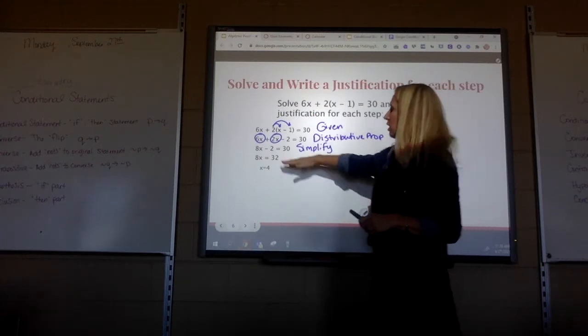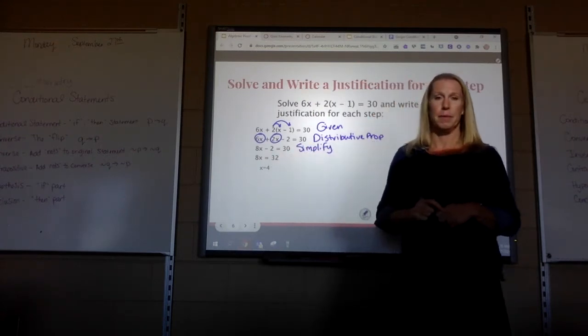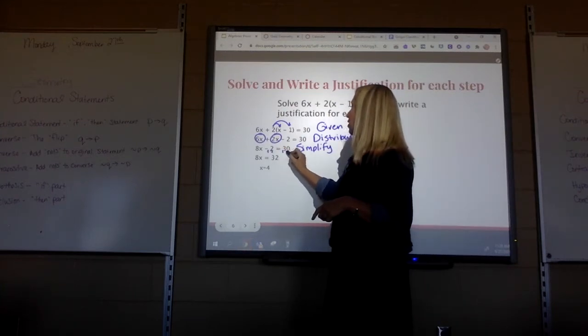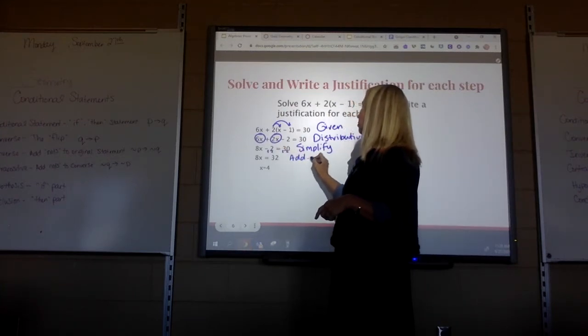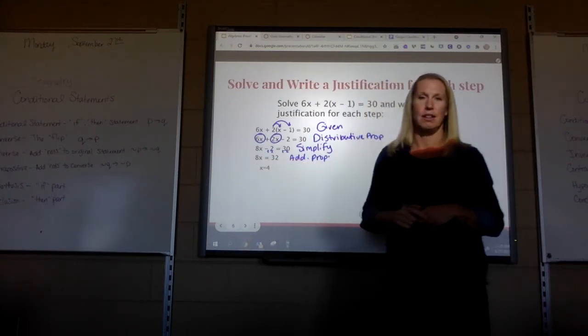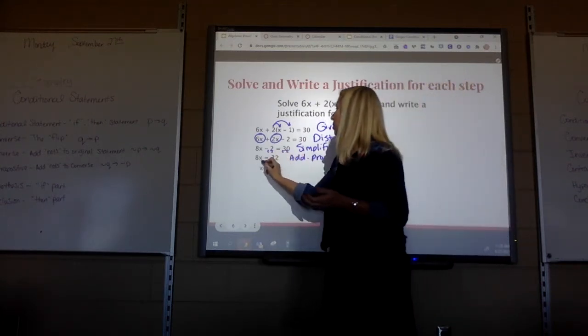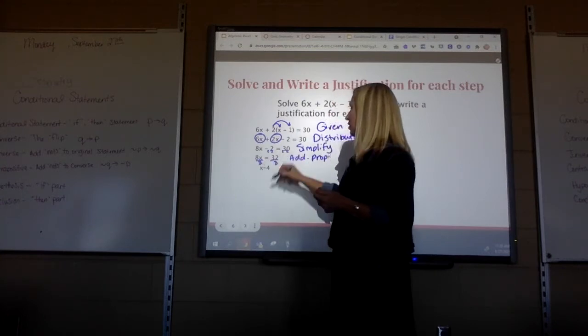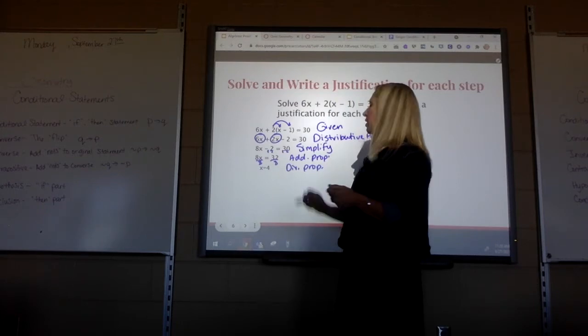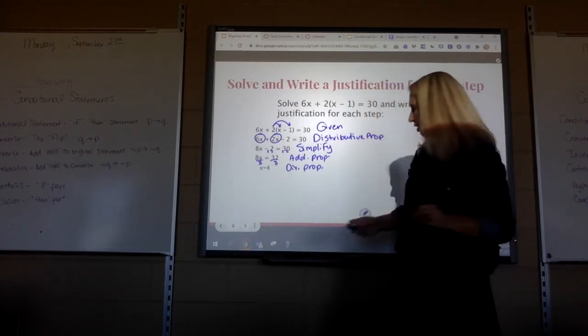Then what did I do to get from this step to this step? Well, I added 2 to both sides of the equation, so that would be addition property. And then what did I do to get from here to here? Well, I divided both sides by 8. So 8 goes into 32 4 times, so that's division property. So you're just going to be justifying each step.